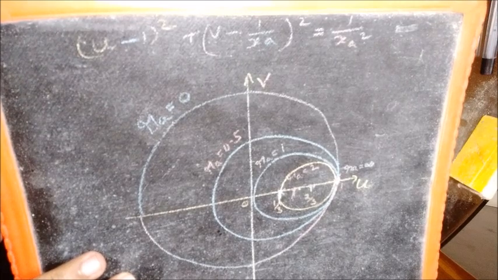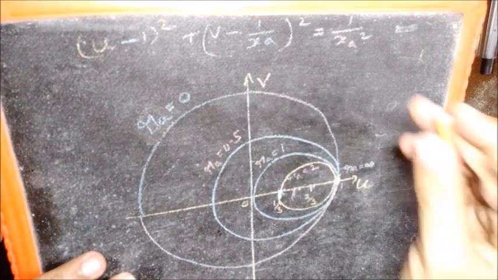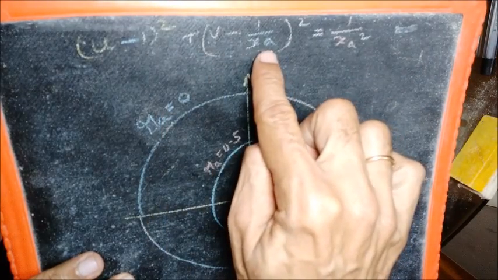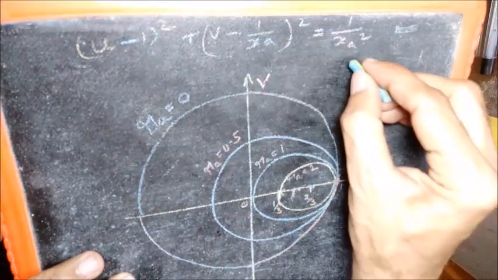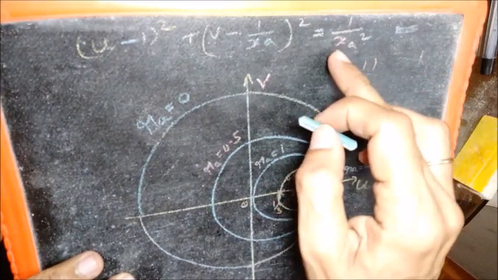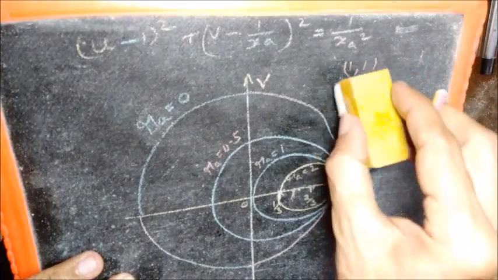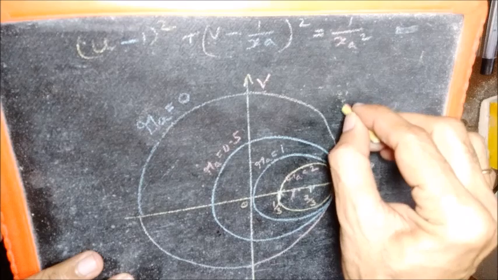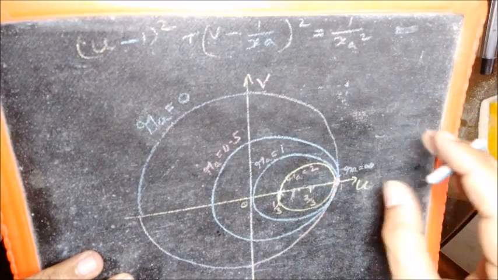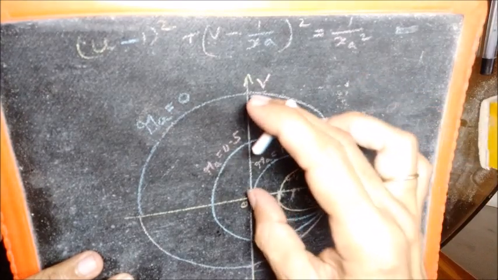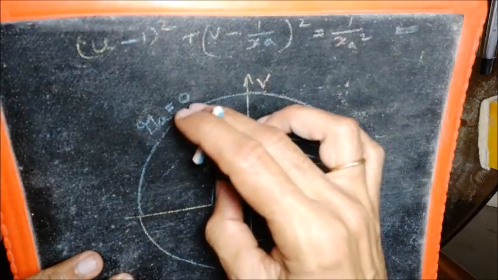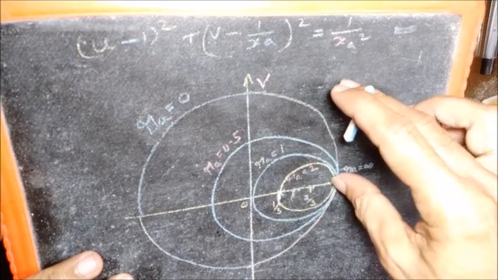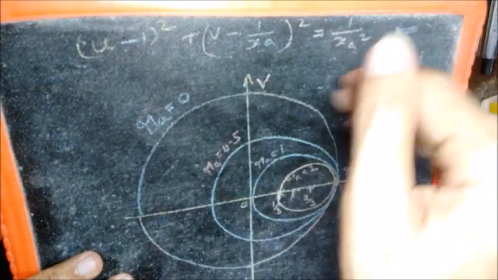XA equal to 1 corresponds to the circle having its center at 1, 1. If XA is 1, center is at 1, 1, and radius is 1. So center is 1, 1 means the center is here. This is 1 because the radius of this circle is 1. So this is the radius, this is the center. If you plot a circle here, that circle will go like this.